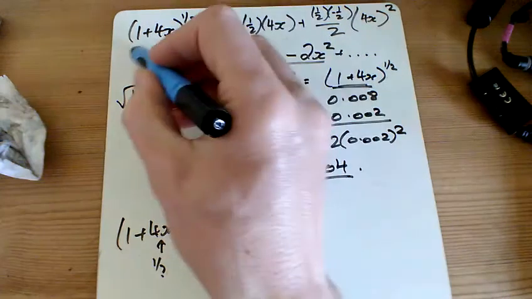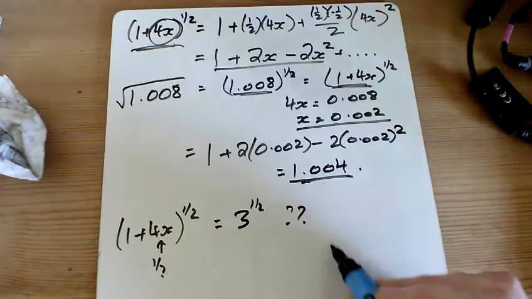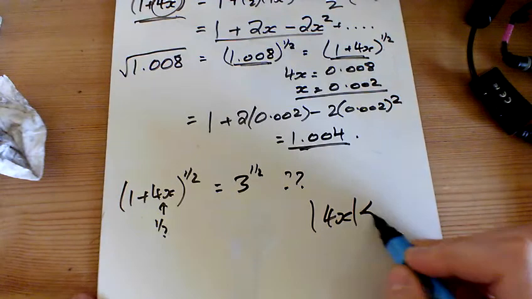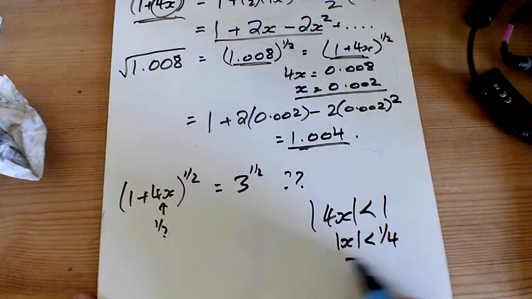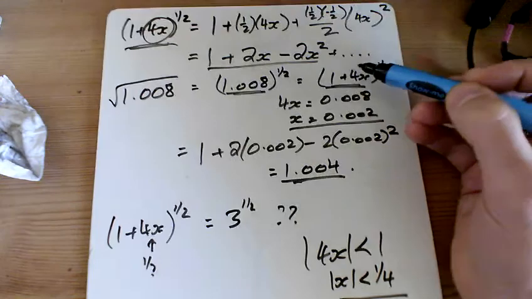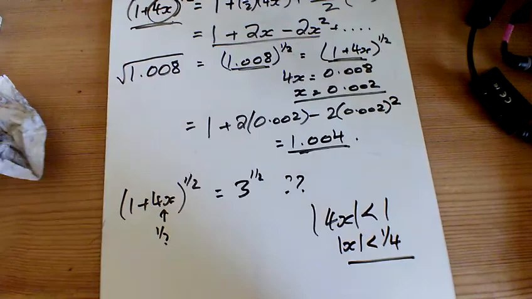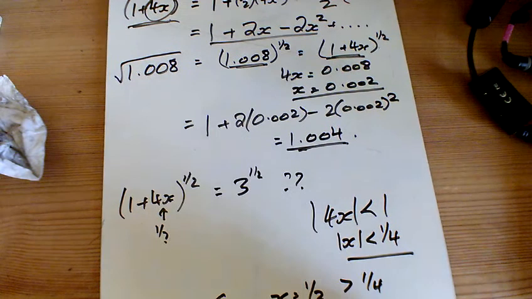But you always have to think about when this is valid. This thing is valid when 4x, or the modulus of 4x, is less than 1. That means the modulus of x is less than a quarter. This expansion here is only true if x is this small value here. Since x equals a half is bigger than a quarter, it's not valid.